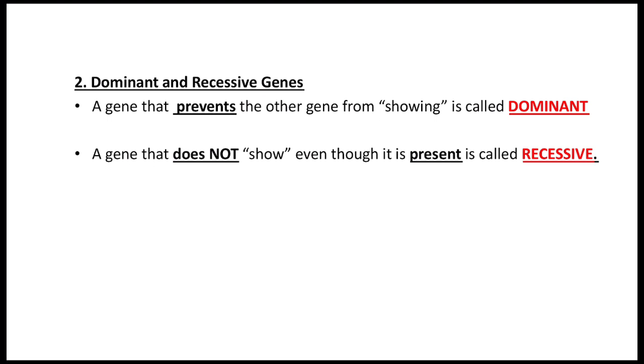So eye color isn't quite as simple as this because there are actually a ton of different genes for eye color. But blue is, in simple terms, considered the recessive allele, and brown is considered the dominant allele. So if you have equal representation of both blue and brown eye alleles, then you're going to end up with brown eyes because brown is dominant.